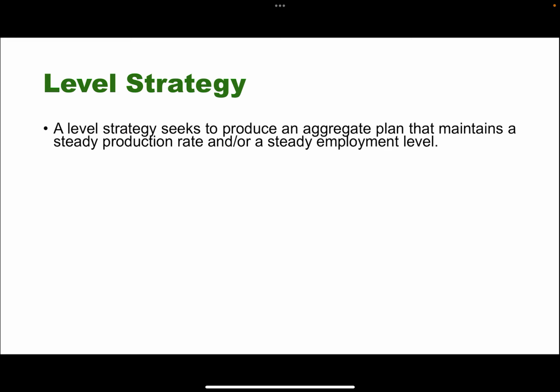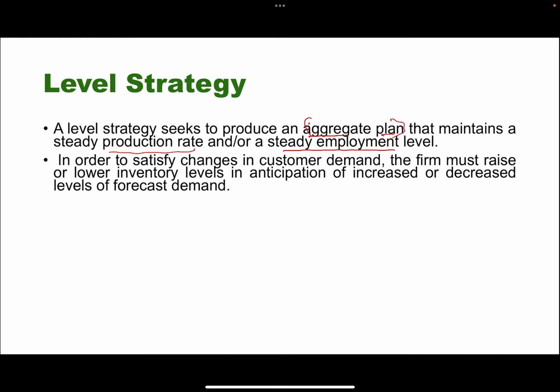A level strategy seeks to produce an aggregate plan. Okay, we are planning to maintain a steady production rate or a steady employment level. So in order to satisfy changes in customer demand, the firm must raise or lower inventory levels in anticipation of increased or decreased levels of forecast demand.